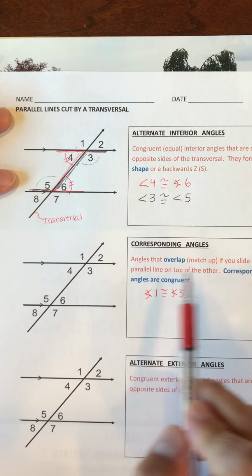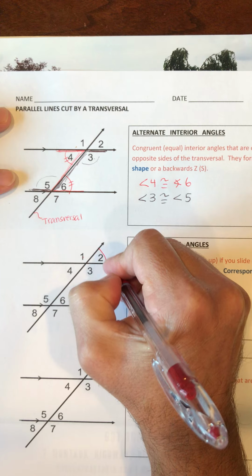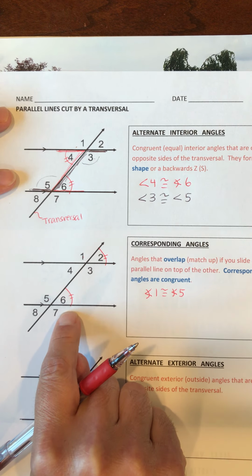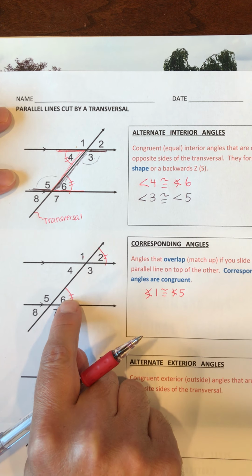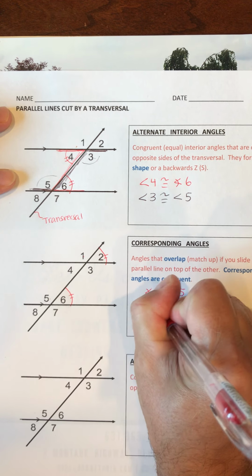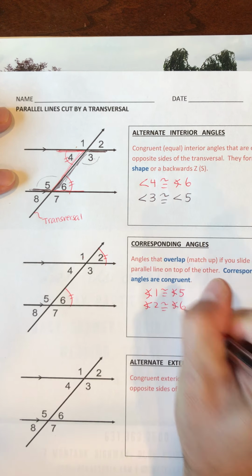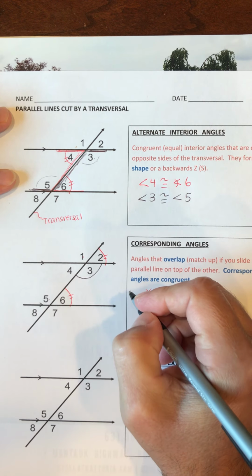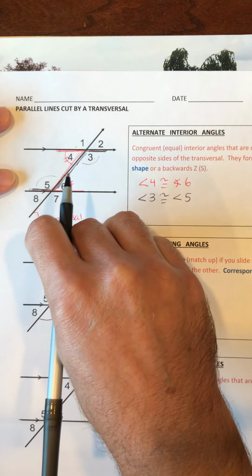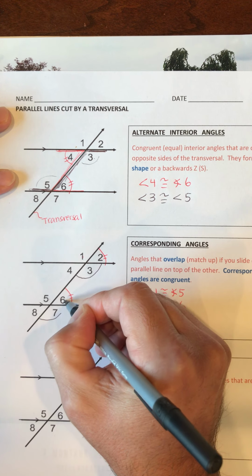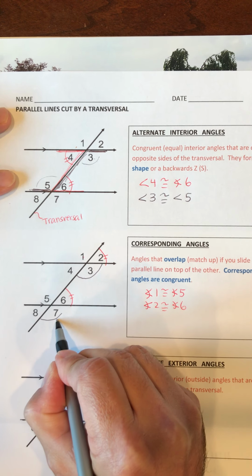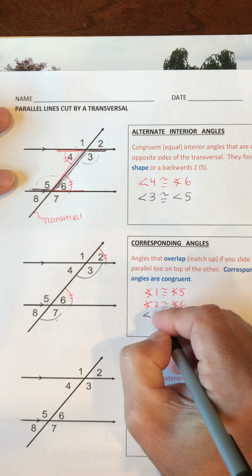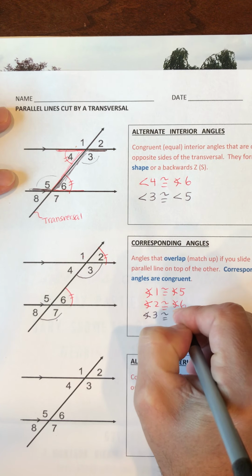Now there's a whole bunch of pairs of these. There's 4 sets. If I took angle 2 and slid this down, it would overlap angle 6. See that? They're both on the top right. And then going down the line, 3 is in the same spot, bottom right, as 7. So if I slid these down, 2 would overlap 6, 3 would overlap 7, 1 would overlap 5, and 4 would overlap 8. These are all called corresponding.